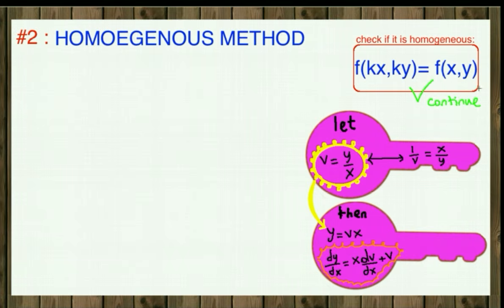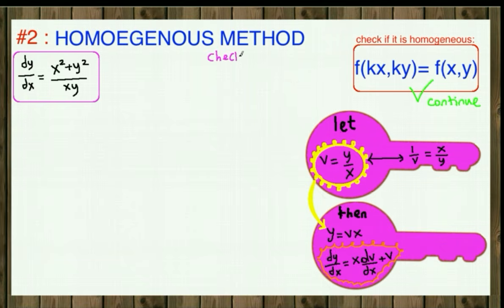Let's see a real example and talk on the solid problem. Let's solve dy over dx equals x squared plus y squared all over x times y. So this is our original problem. First, we need to check if it is homogeneous or not.